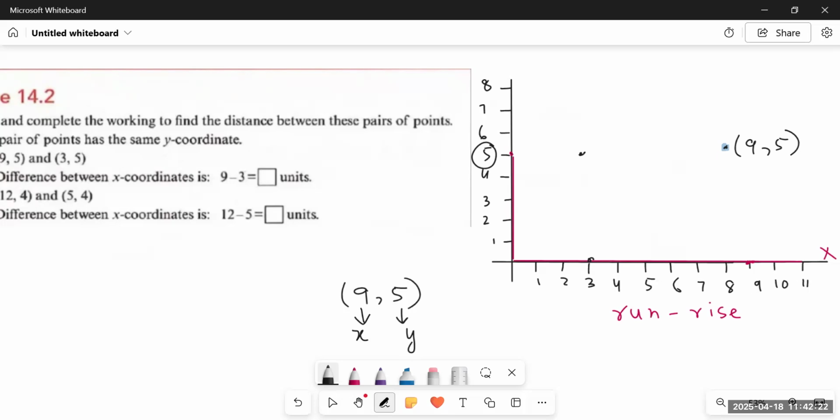Now what are we going to do? We will join these 2 points. So you will find that whenever the y coordinates of 2 points are the same, then we will have a horizontal line. It would always be a horizontal line whenever we have 2 points such that the 2 points have the same y coordinate.